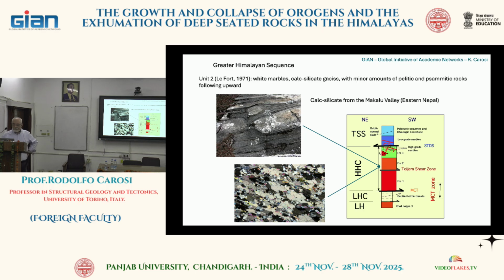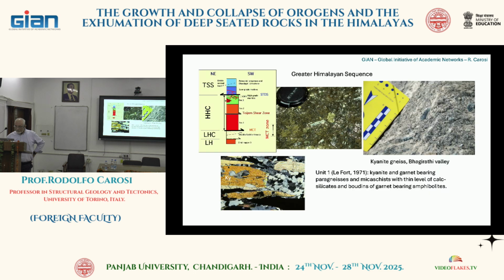Okay, the Greater Himalayan sequence is made also by a lot of white marble and calc-silicate gneisses, with a minor amount of pelitic and psammitic rocks. You can see here a boudin of calc-silicate in Western Bhutan, in Western Nepal, and here a thin section of a marble, where you can see the calcite crystals, obviously deformed with grain boundary migration or twins like this. So you can study the microstructure of this rock very easily.